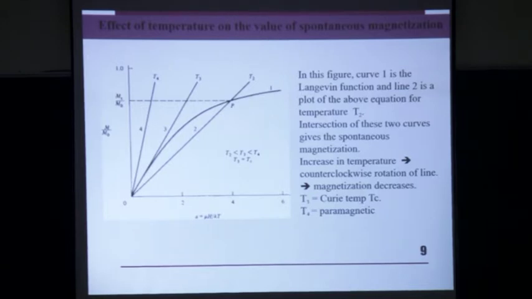Until you reach this point T3. At this point the magnetization is 0. The spontaneous magnetization is 0, which means that is the Curie temperature. Okay? Above this T3, it is paramagnetic. So the point of this is to say that using this molecular field, we can explain nicely the temperature dependence of magnetization.